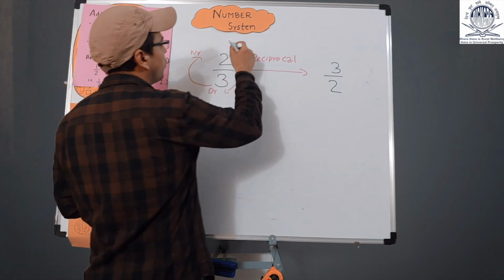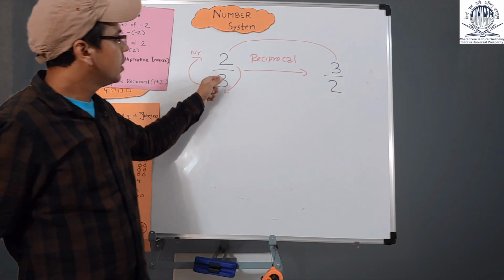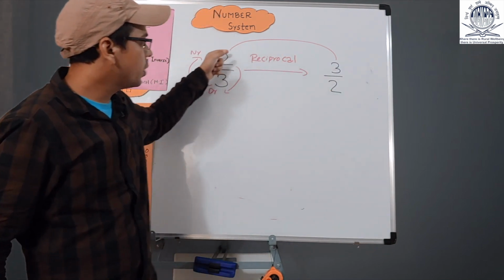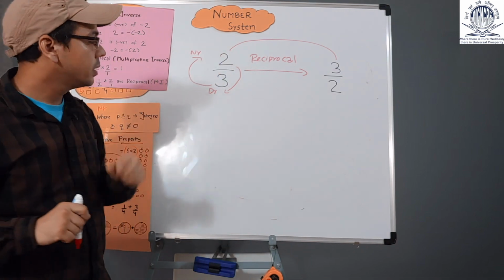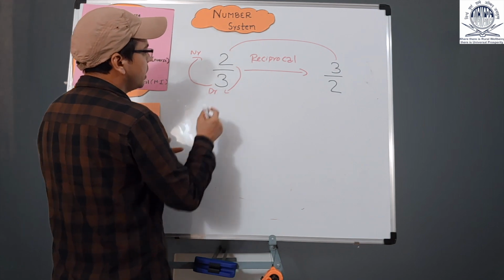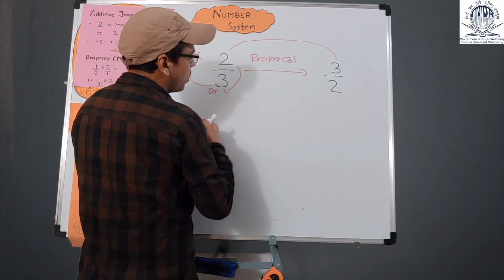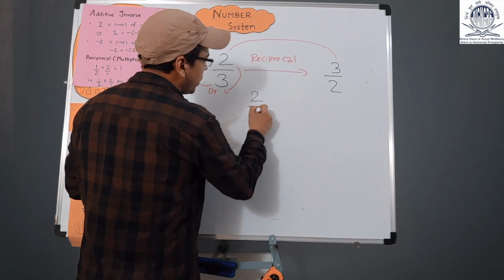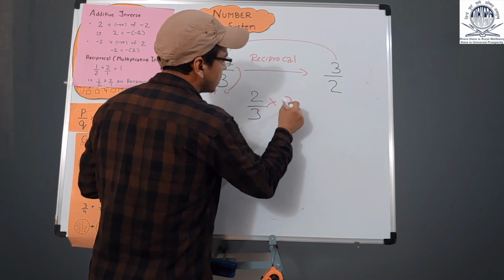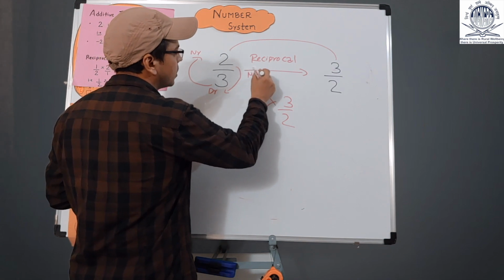And how can we confirm that 3 by 2 is the reciprocal of 2 by 3? How can we confirm that? So there is a way. When you multiply both of them, that is, if this is your original number 2 by 3, then you write 2 by 3, and you multiply with its reciprocal, or inverse, which is also called the multiplicative inverse.